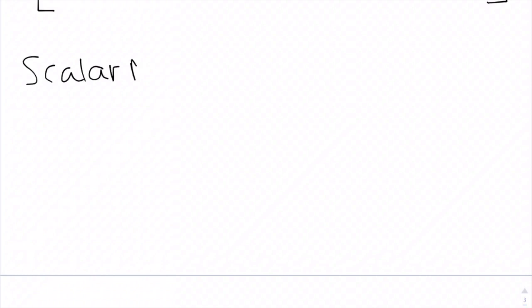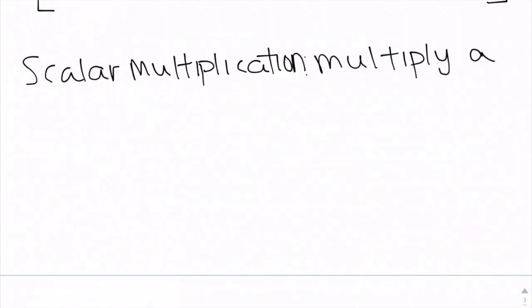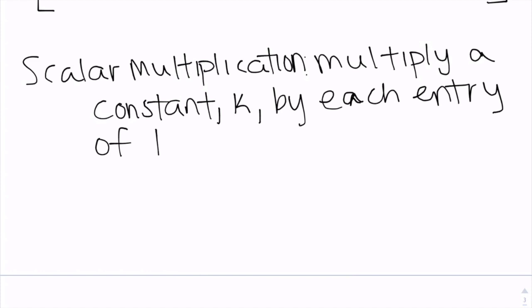And then the last one we're going to do is scalar multiplication, which is when you're going to multiply a constant, which I'm going to call K, by each entry of the matrix.